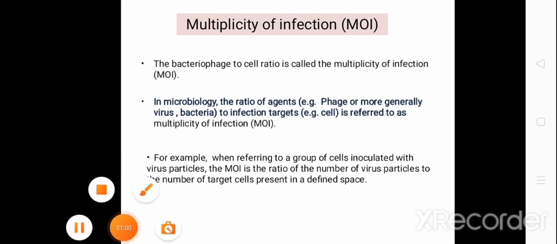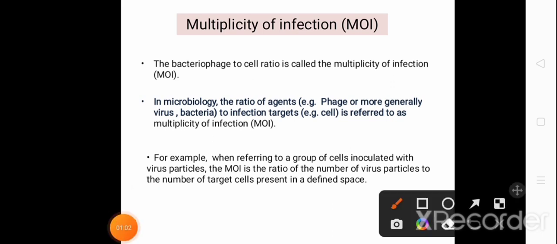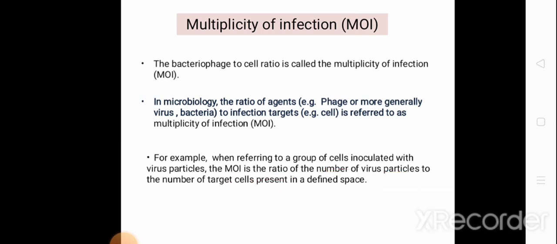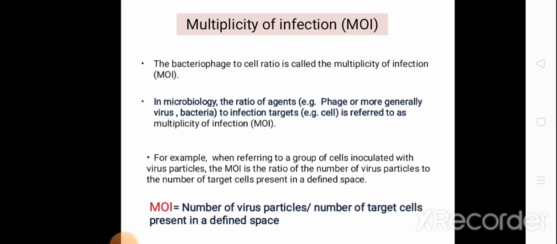For example, when we are referring to a group of cells inoculated with virus particles, MOI is the ratio of the number of virus particles to the number of target cells present in a defined space. So we can represent the MOI, that is multiplicity of infection, as the number of virus particles divided by the number of target cells present in a defined space.